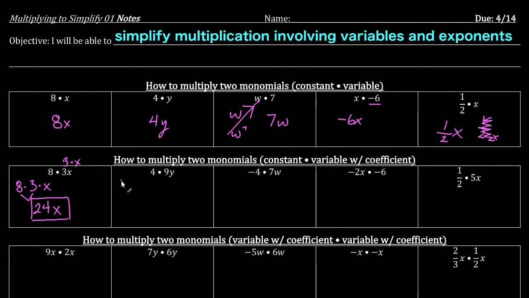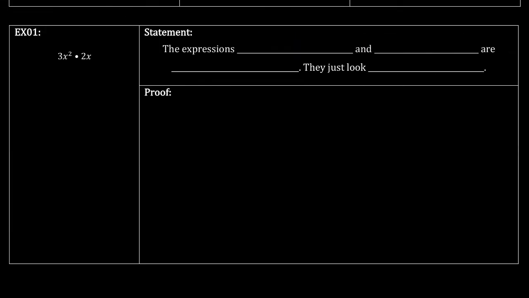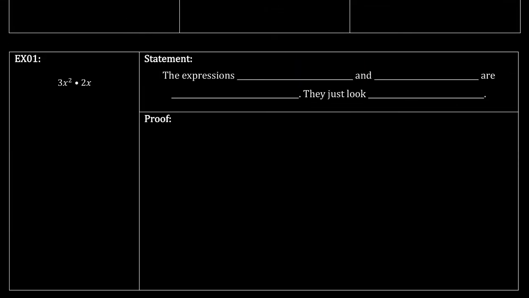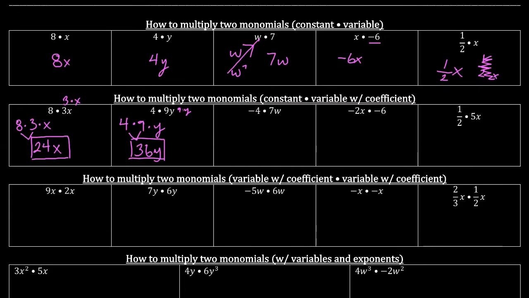Let's do it again. So 4 times, really, remember this is 9 times y. May as well multiply these. 4 times 9 is 36. We just keep the y. 36y. Okay. So in this one, you may as well just multiply these. -28, because a negative times a positive is a negative. 4 times 7 is 28w.